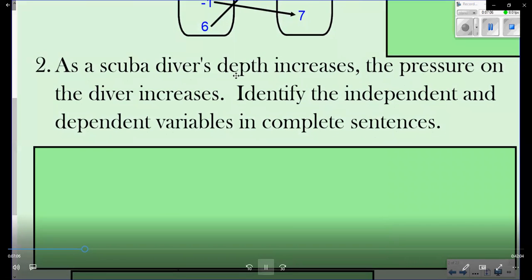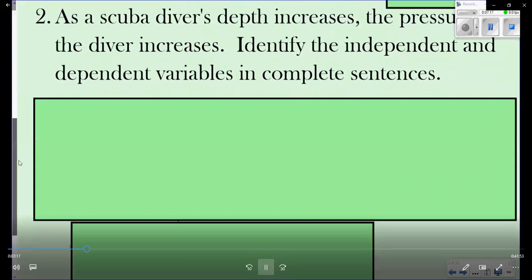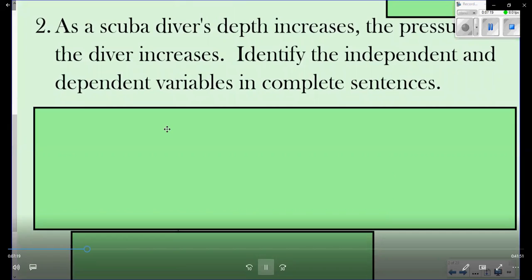As a scuba diver's depth increases, the pressure on the diver increases. So identify the independent and the dependent variables in a complete sentence. So which one represents what? If the scuba diver is going down, he or she has to dive into the water, and the depth will increase. The further down this person goes, the depth is increasing, and the pressure is going to start increasing.